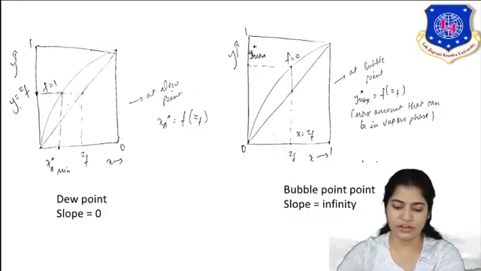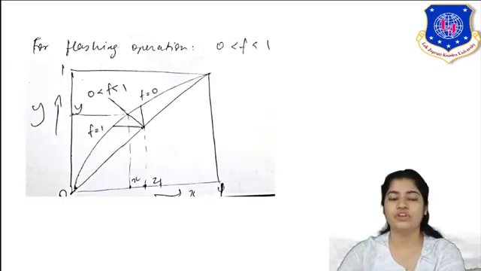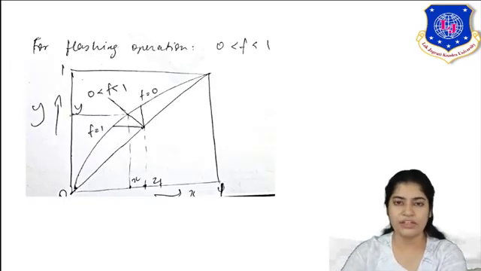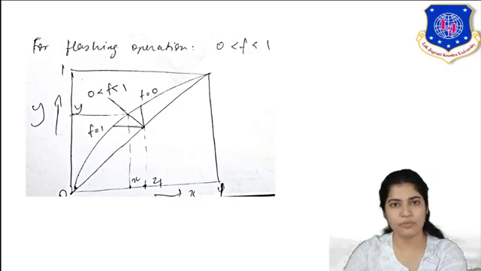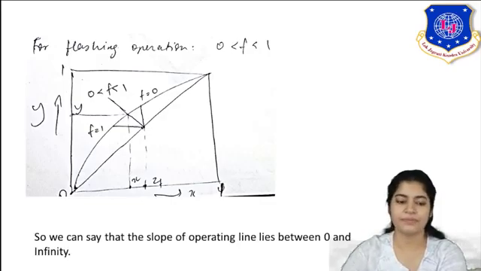In bubble point, you can see the maximum amount that can be in vapor phase is the mole fraction of A in vapor phase. So the normal flashing operation, how is it done? It is carried out in between 0 and 1. So you can see F equal to 0 is for bubble point, F equal to 1 is for dew point, and your normal flashing operation will take place in between dew point and bubble point.